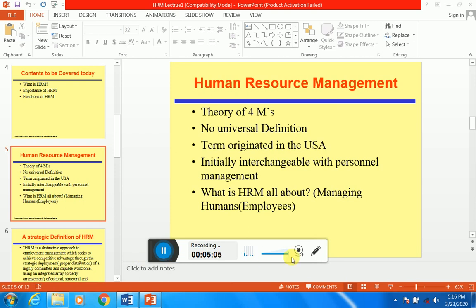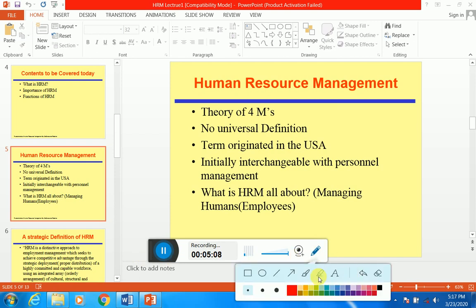Let's start with the first, what is human resource management. Before starting human resource management, let me give you an idea about the MM theory. That is our first point, the MM theory. Let me give you a very brief discussion about it. Initially, management philosophers argued that organizational success depends upon three factors. It means 3 M's. The first M, money, the second M, material, and the third M, machine.